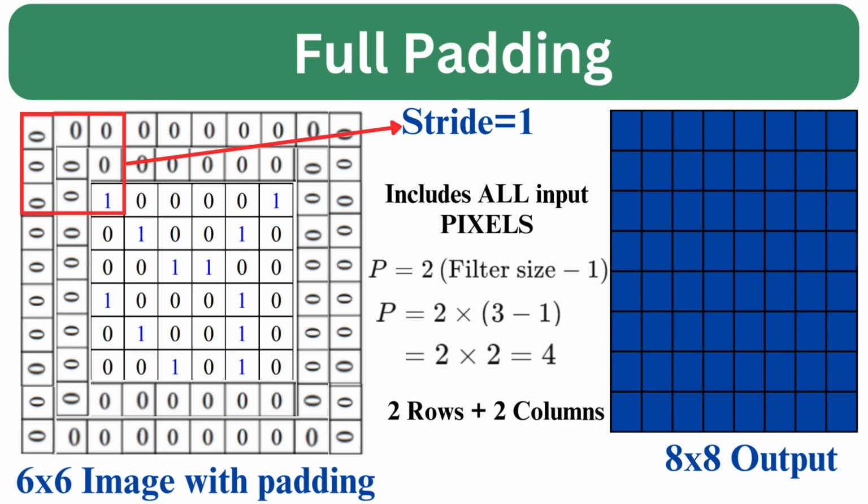In case of the full padding, your input image size may increase after applying the convolution. You can see in this example that the input image was 6 by 6, and after applying full padding and doing the convolution operation, the output feature map has 8 by 8 output feature dimension.